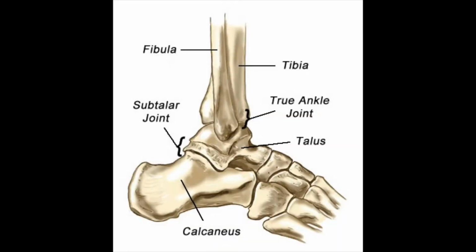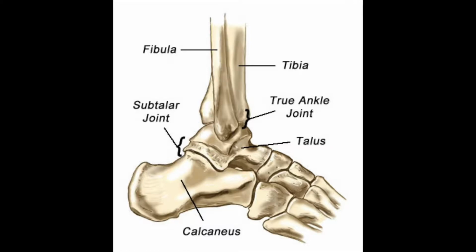Two joints, the ankle joint and the subtalar joint. The ankle joint includes two bones, the tibia and the fibula, that form a joint that allows the foot to bend up and down. This is also called the ankle joint proper or the talocrural joint. It is a synovial hinge joint.